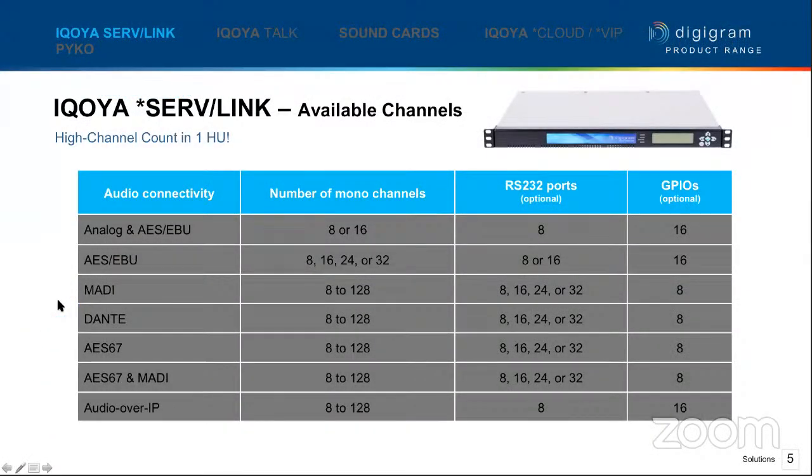So as you can see, it's a very powerful, capable box. And again, it comes in lots of different flavors, and you have different IO capabilities depending on which connectivity you go with. Obviously, when we get into the Madi, Dante, AES, etc., we can go all the way up to 128 channels. When we do the AES/EBU version, we can go up to 32. And then with analog, we can go up to 16. And then of course our RS-232 and GPIO numbers change depending on which unit we have.